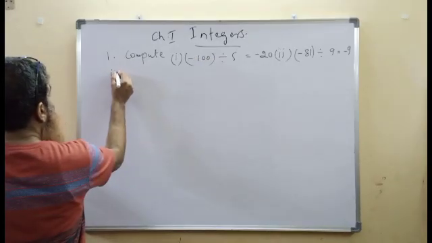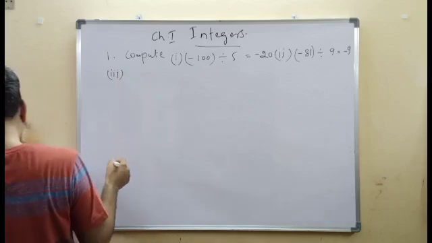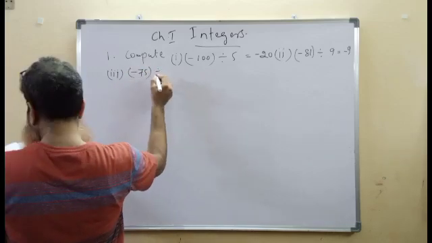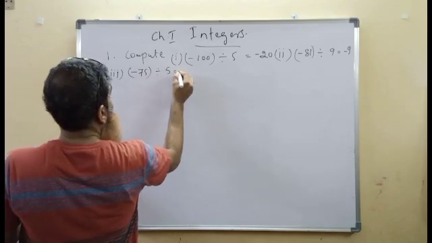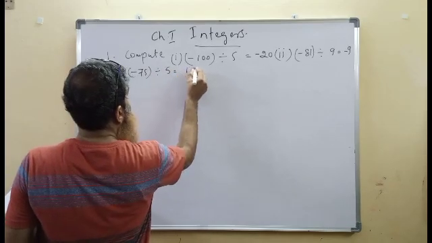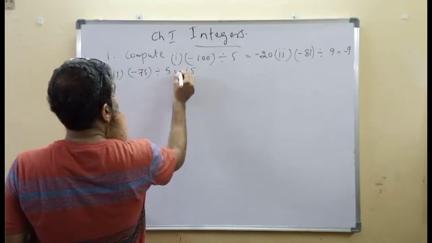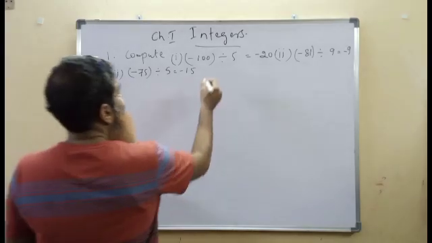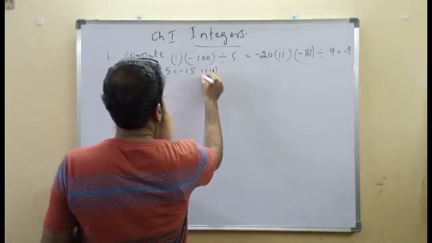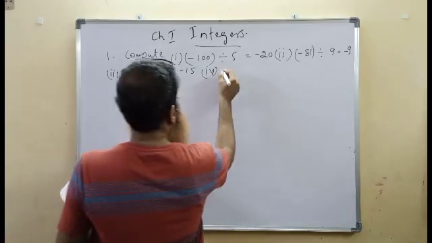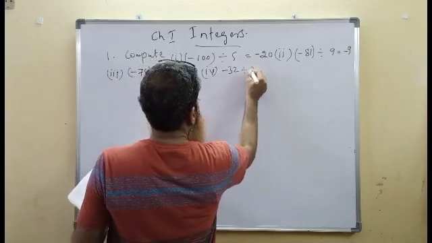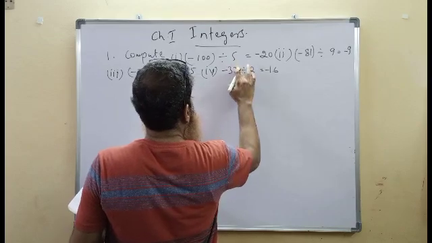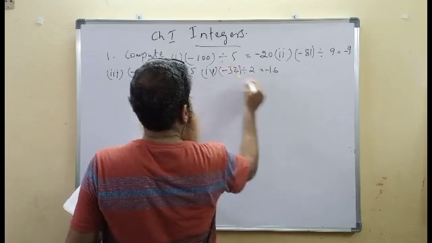Third bit, minus 75 divided by 5. 5 15 times is 75, but it's a negative integer. We are dividing it, so the resultant will be a negative integer. Fourth bit, minus 32 divided by 2. It's 16, one negative integer, so the resultant will be a negative integer as well.